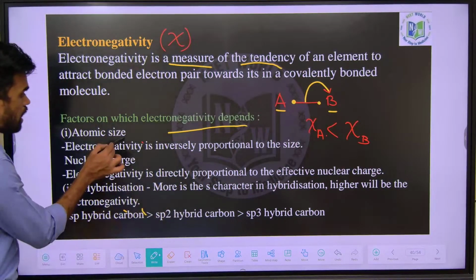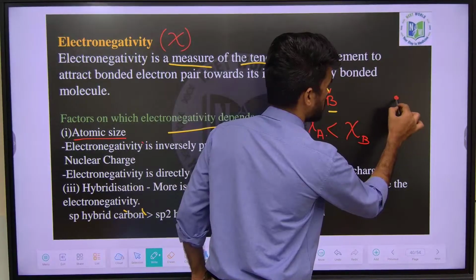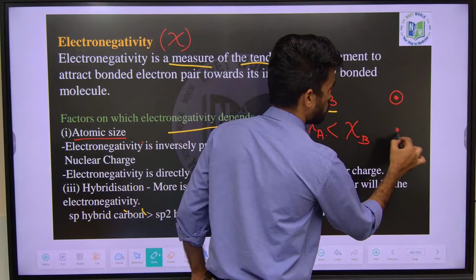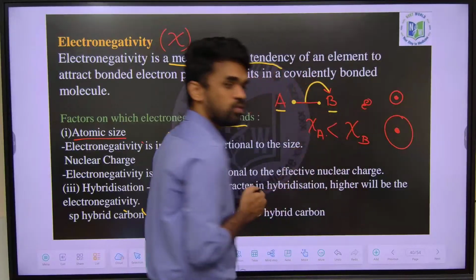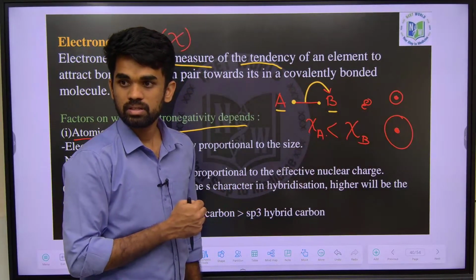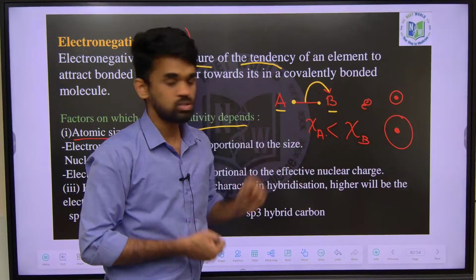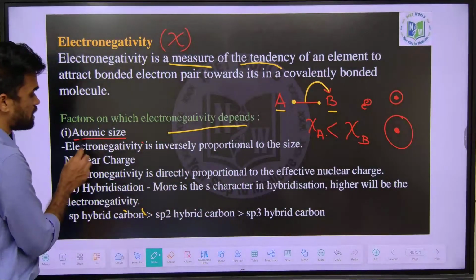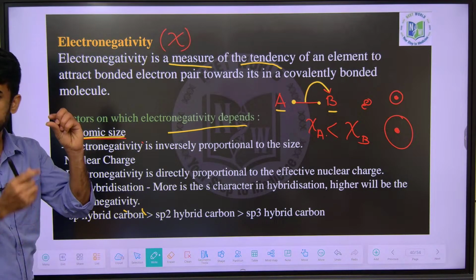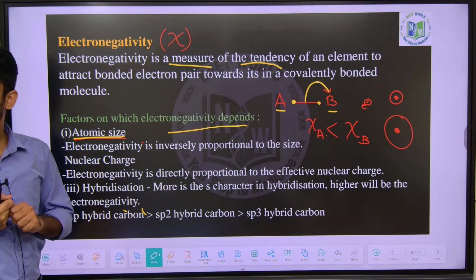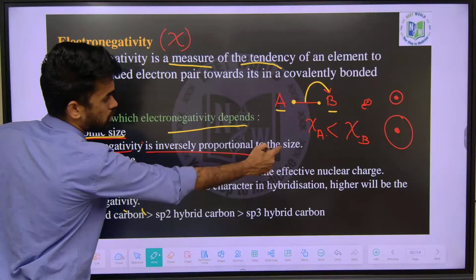The first factor is atomic size. There is a nucleus in a small size atom, and again a nucleus in a bigger size atom, and some electron density is there. Who will drag those electrons? The small size atom, because the effective nuclear charge works up to here. So electronegativity is inversely proportional to atomic size, because a small size atom more easily drags the bonded electrons.